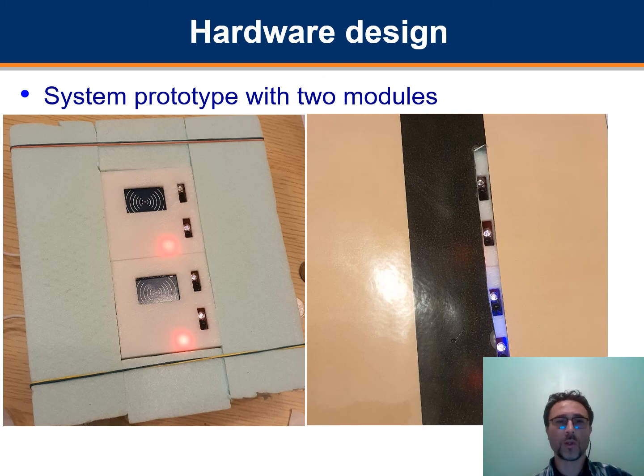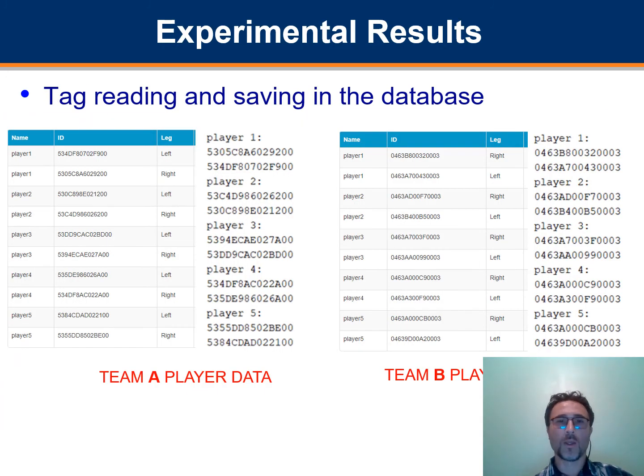This one is a system prototype floor with the two modules. We can see them here, and the red spots are the red light from the RFD tags in action. And after we just put the black line to leave out only the infrared sensors, which are the main interest. So this is on the right side, we see the final image of the whole system.